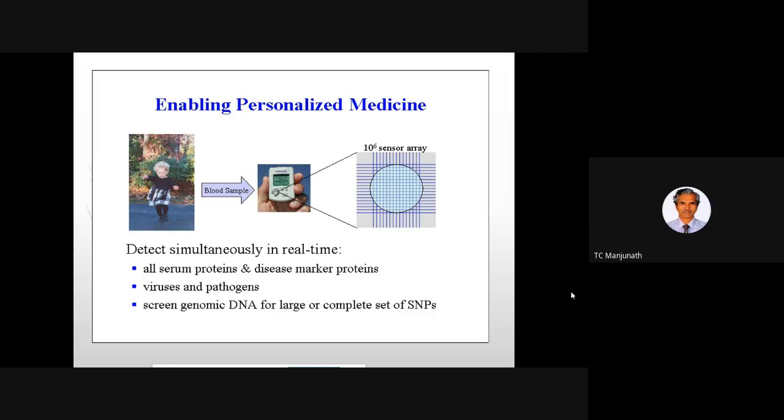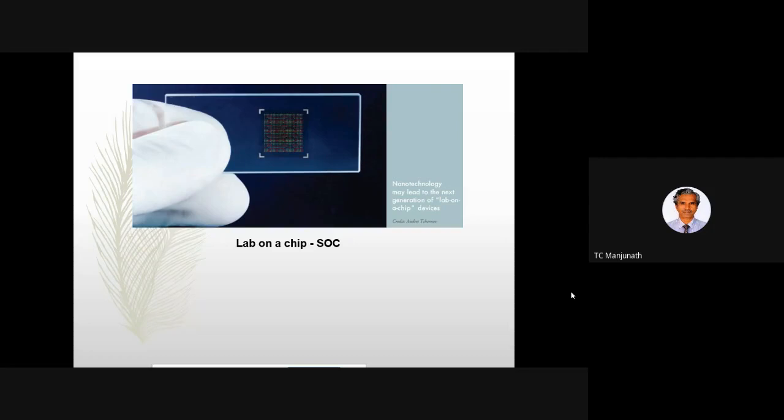So this is how nanotechnology is being used in current medical applications without going to the doctor. That's what I was telling. The lab on a chip, or what is called a system on chip, in some of the universities, autonomous universities, industry, they have kept this as a particular subject, the system on a chip, which is the advanced version of embedded systems and the VLSI technologies.